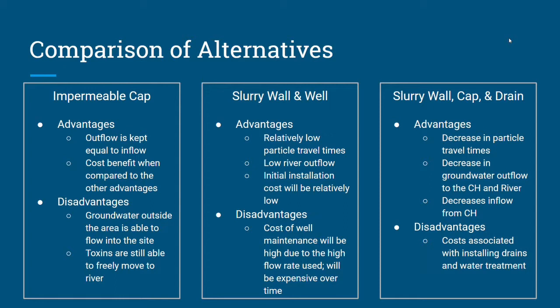For the slurry wall and well, the advantage is initial installation costs will be pretty low, but a disadvantage would be the cost of well maintenance over time is expected to increase. For the slurry wall and cap and drain, the advantage is a decrease in particle travel time, but a disadvantage is costs associated with installing drains and water treatment. A disadvantage would be cost of well maintenance will be high due to the high flow rate used. Will be expensive over time.